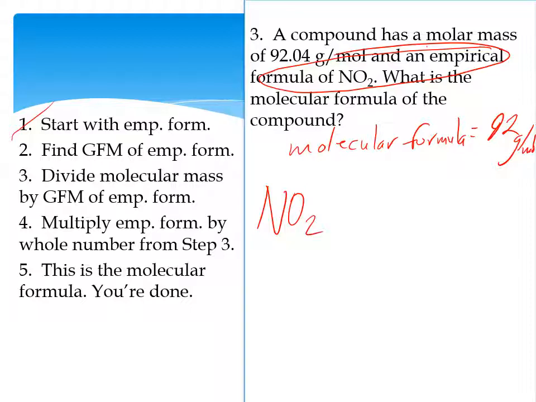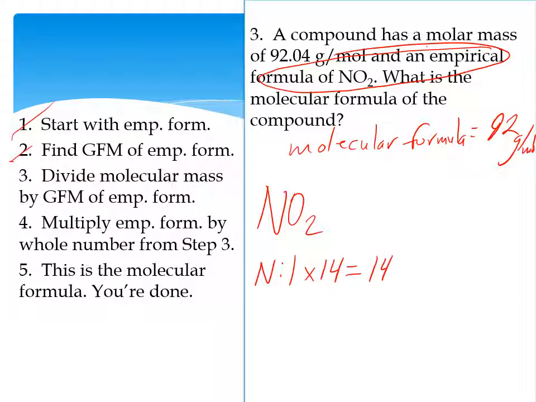Step 2 says find the GFM of the empirical formula. So for that, we want to add everything up. I see 1 nitrogen, so I'm going to go to my periodic table and see what that 1 nitrogen weighs. And my 1 nitrogen, I'm told, weighs 14 as an atomic mass. So 1 times 14 is 14, obviously.